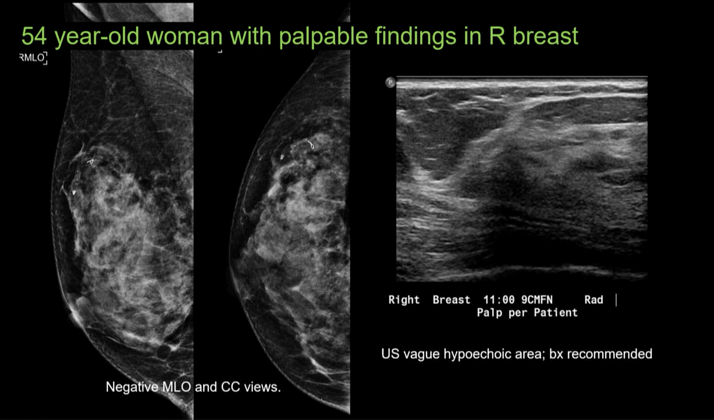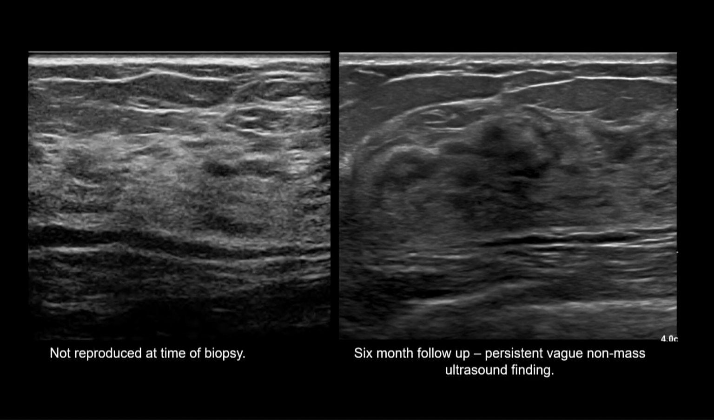Similarly, this is a 54-year-old woman with a palpable finding in the right breast. The mammogram was considered negative, and at 11 o'clock in the area of palpable concern, a vague hypoechoic area was recommended for biopsy. But on the day of biopsy, it was a different radiologist, and they couldn't reproduce it, so they placed her into 6-month follow-up.